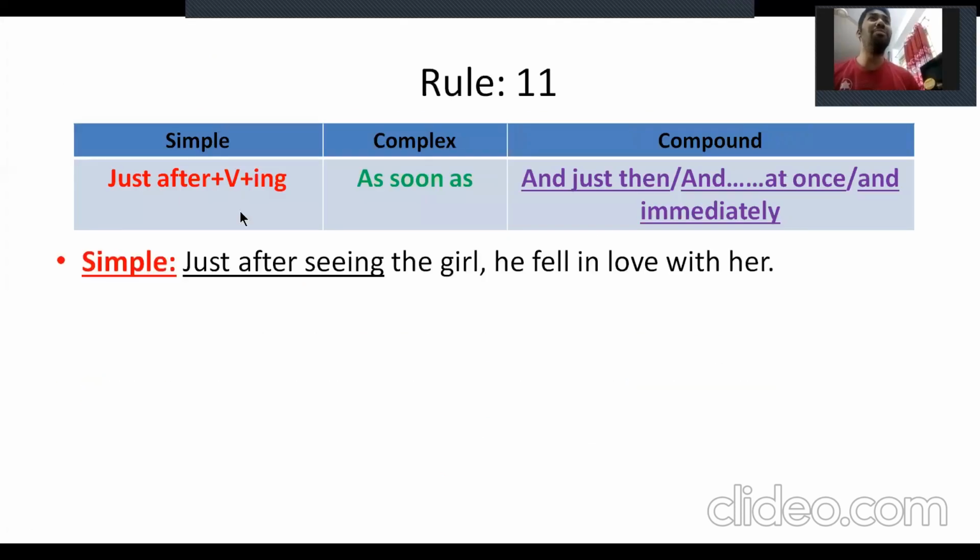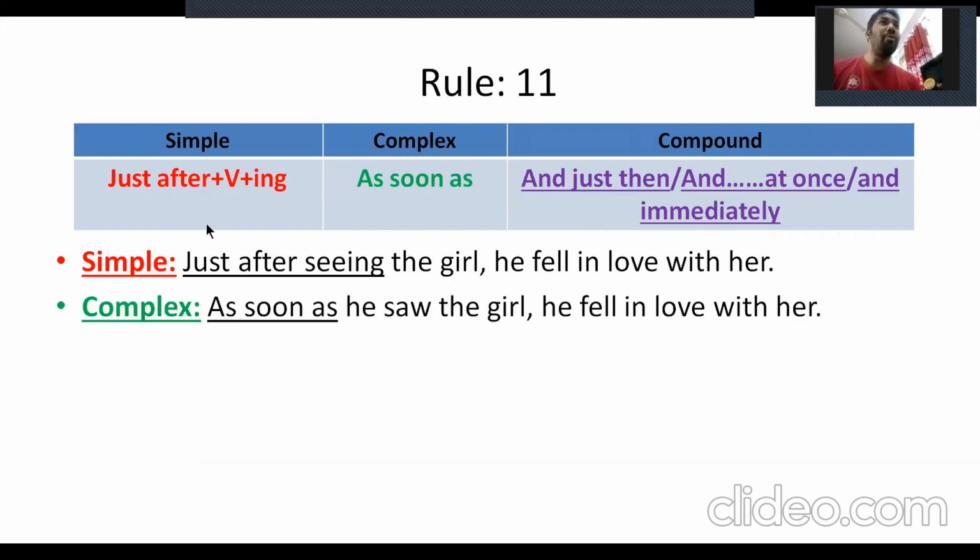In the simple form, we use just after plus verb plus ing. In the complex, we use as soon as, and in compound, we use either and just then, or and at once, or and immediately. I should mark that this rule is based on the complex. So this is the base sentence. To make this complex one simple, we use just after. We can also use just before if you like, but I normally prefer using just after.